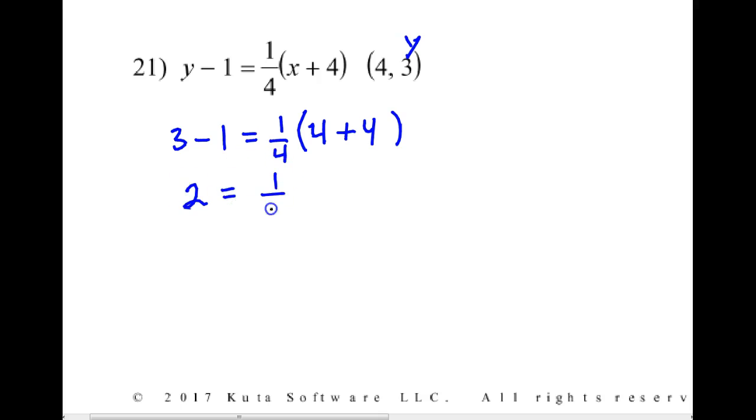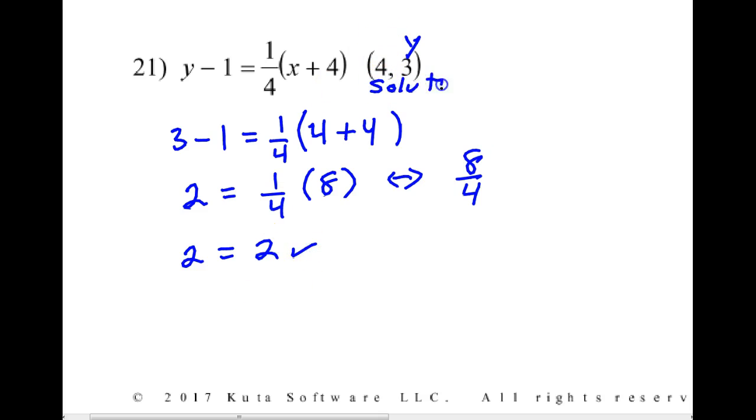So 3 minus that. A fourth of 8 is the same thing as 8 divided by 4. These are identical, by the way. Taking half of something, dividing something by 2, same thing, right? Half of 10, 10 divided by 2. So same thing here. So we got 2 equals 2. So it's a solution. That means (4, 3) is a solution, one of an infinite number of solutions. Good.